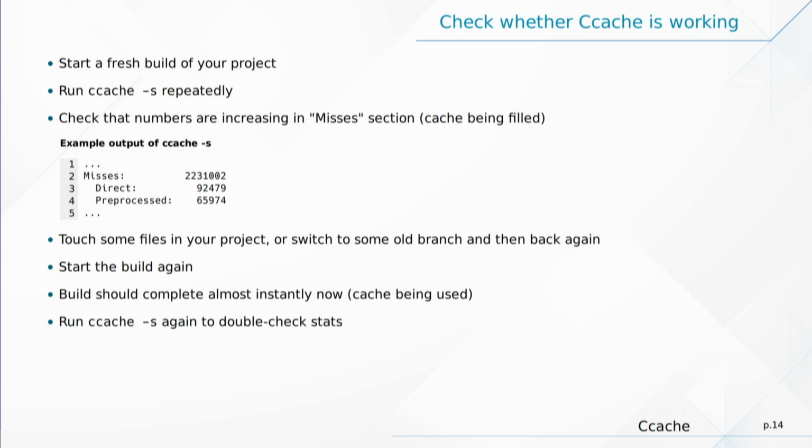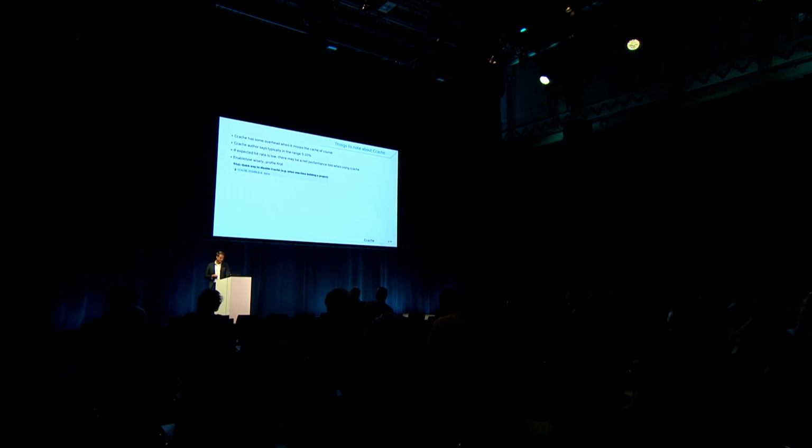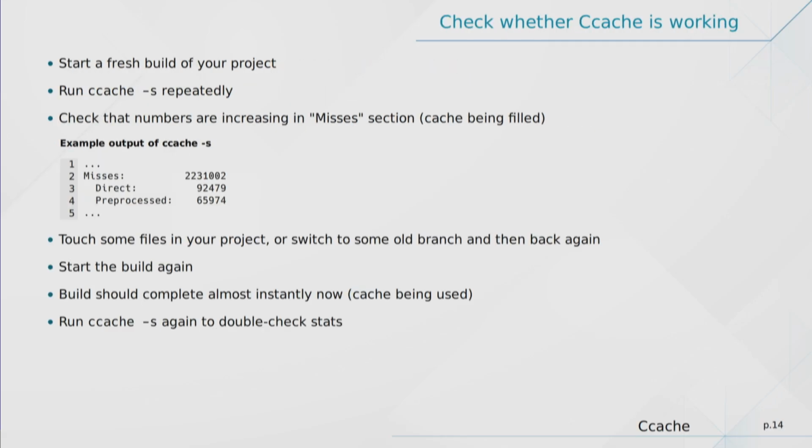Because when we touch files in a project, we need to recompile source files, but just touching means we just change whitespace. That means we can actually reuse the same exact build artifact as before, because we have done this compilation before. And then, in the end, we run ccache -s again to check whether we actually had hits in the cache. So let me demo that for a second.